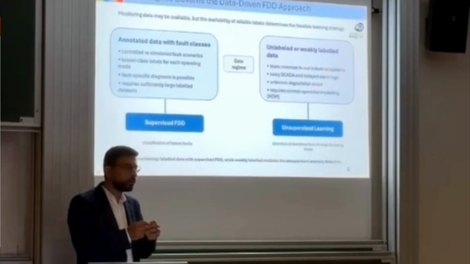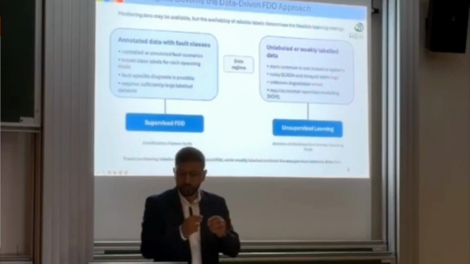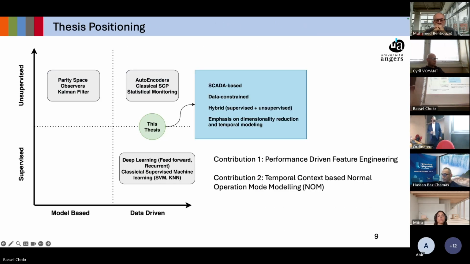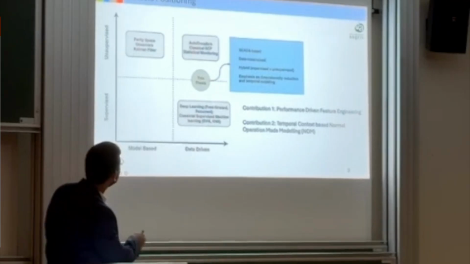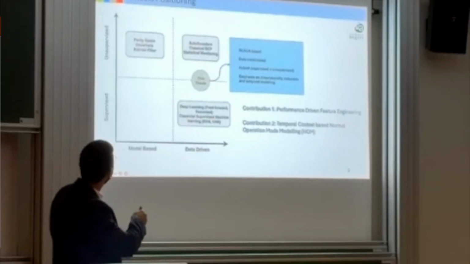This way, we would require a normal operation model, knowing the normal operation mode as best as possible. Thus, in this direction, we will proceed with unsupervised learning algorithms from machine learning. The thesis positioning here will be with labeled data for supervised FTD, while weakly labeled data motivates the unsupervised. Our thesis is in the middle, as it will go in a hybrid direction, addressing supervised when we have labels and unsupervised when we don't.